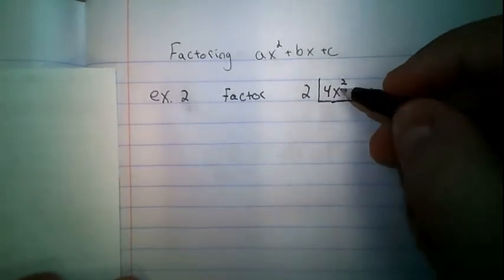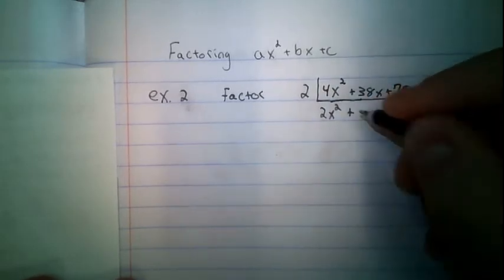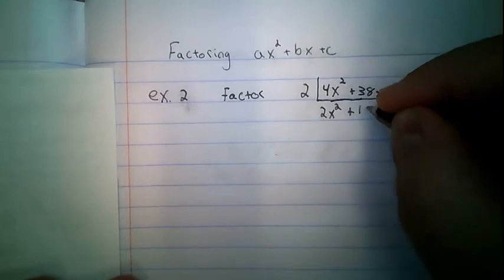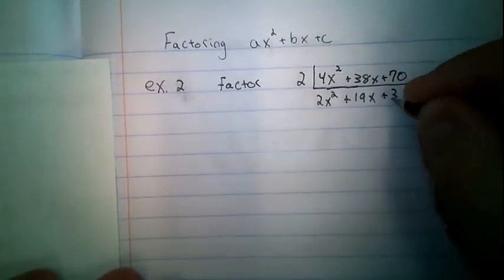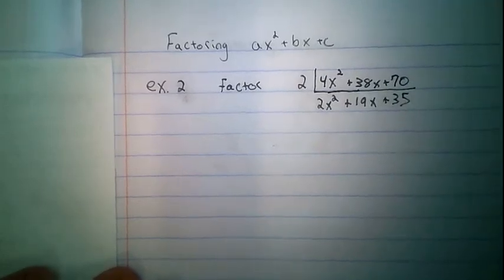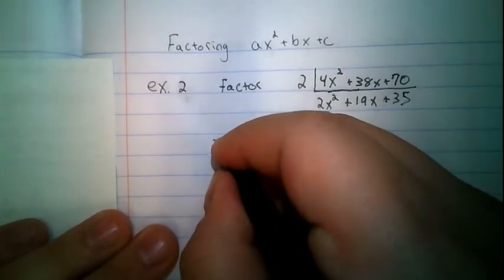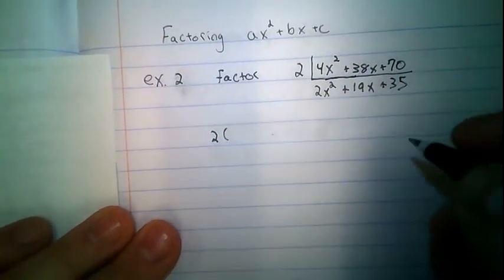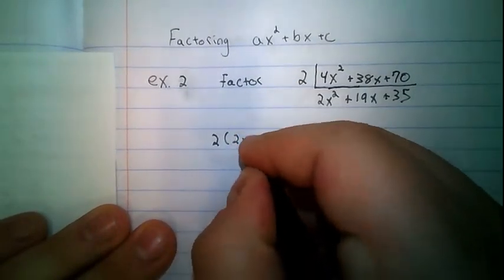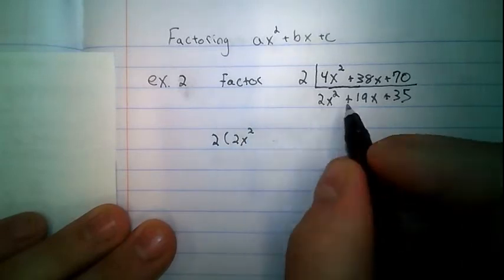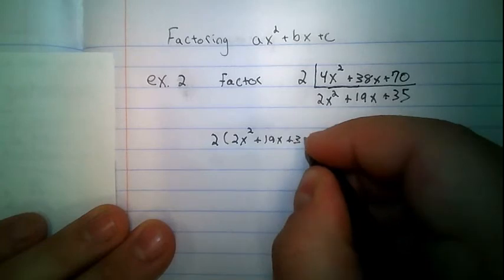So 2 goes in 4x squared, so that's 2x squared, plus 38 divided by 2 is 19, so 19x, plus, and then half of 70 is 35. So 2x squared plus 19x plus 35. That means that my new quadratic is 2 in parentheses, and then on the inside, what I have left over, 2x squared plus 19x plus 35.